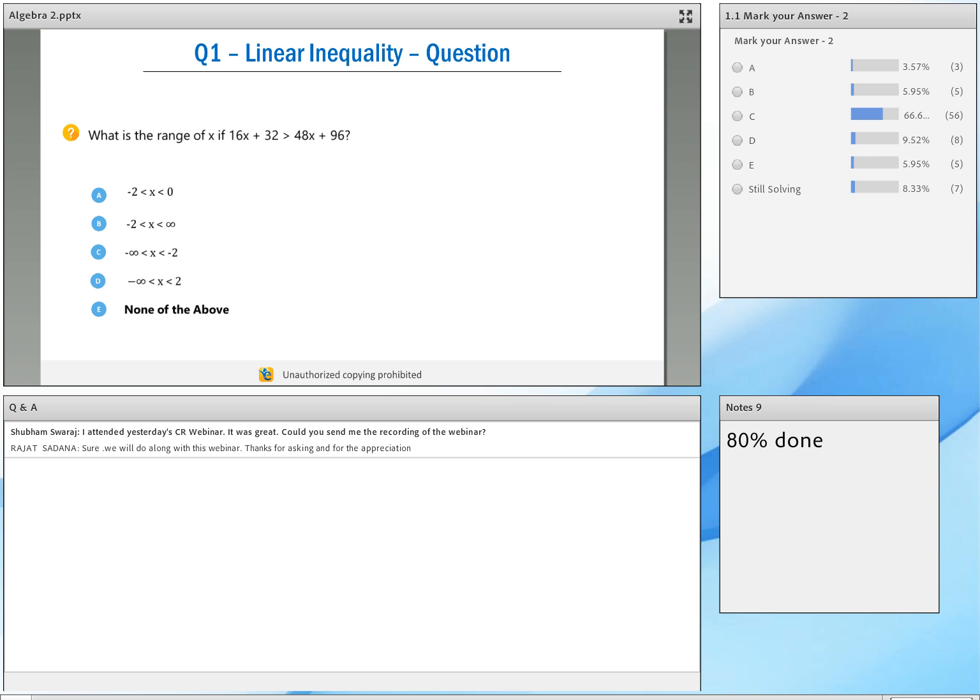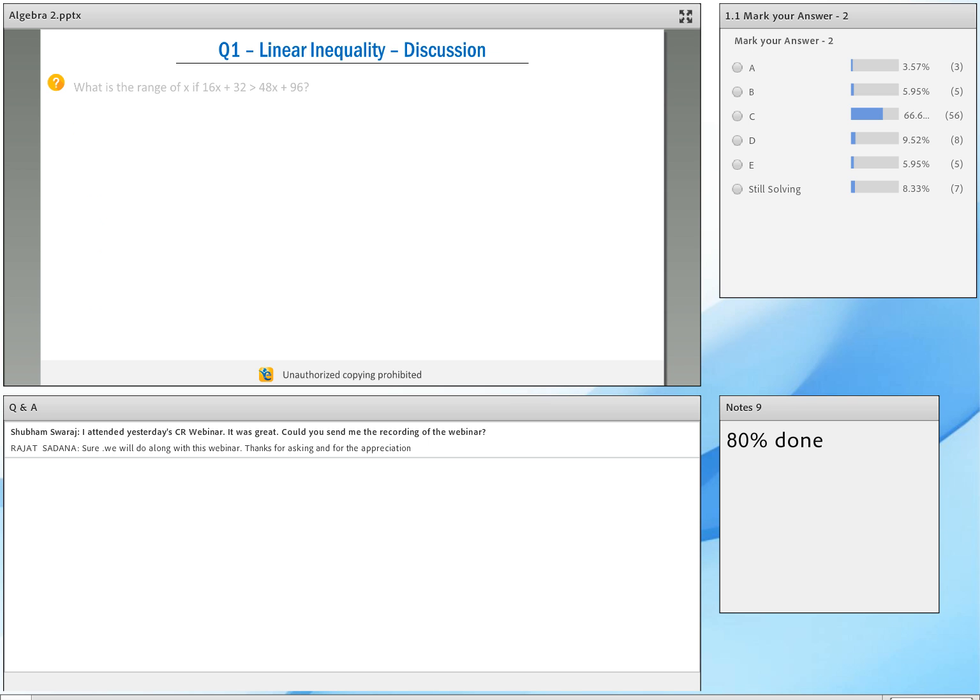So we're going to quickly go through this just to make sure those of you who did not get this right know where you made a mistake. What this question is asking, fairly simple question. You're given an inequality. The only thing is it's not in the standard form. You have x on both sides. The question is asking what's the range of x for this inequality. So what do you have to find? You have to find the range of x.